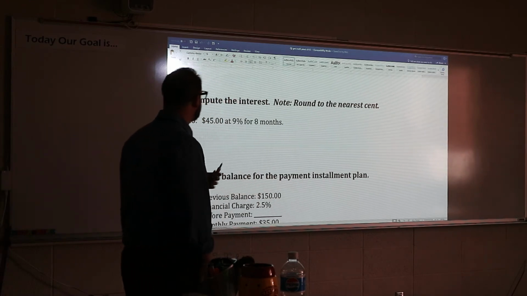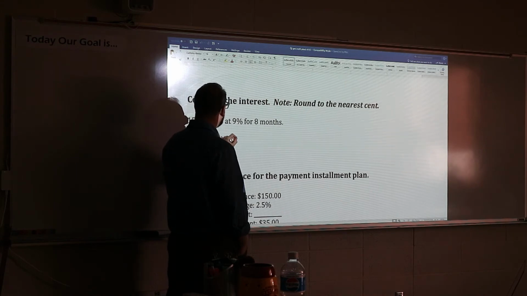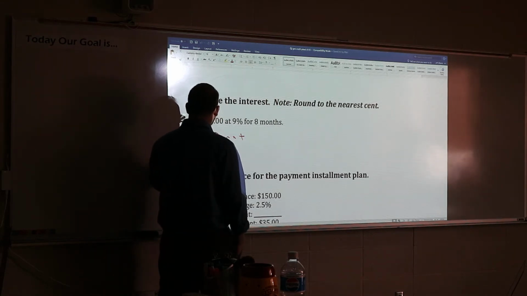have to change it to years because this is the formula we're doing. P times R times T, and that's equal to your A.